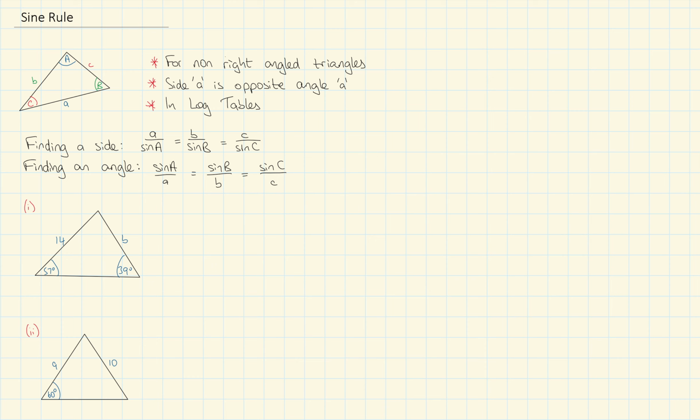Okay, so in this video we are going to have a look at sine rule. For sine rule we can apply it when we have a non-right angled triangle. Side A is the side opposite angle A, side B will be opposite angle B, side C opposite angle C. And then if we're asked to find a side, we'll put the sides on top. And then if we're finding an angle, we can flip it and put sine of the angle on top.